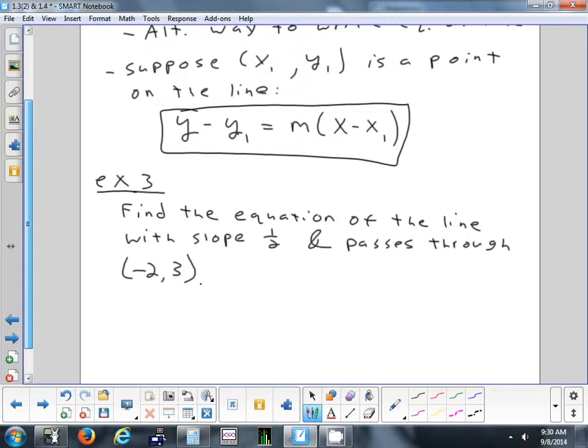Okay. So I could find the equation of the line with slope 1/2 passing through that point very easily using this equation. Just fill in my values. That's x1, that's y1. So it would be y minus 3 equals, m is 1/2. I have to be careful here. What's going to happen when I do x minus x1? It'll turn into a positive 2? Yeah, it's going to become x plus 2.